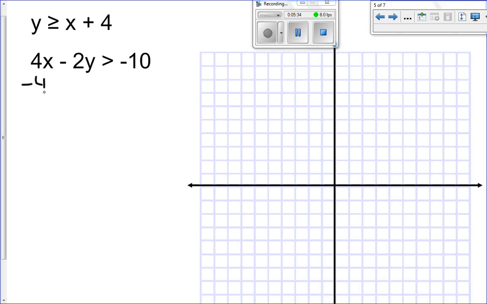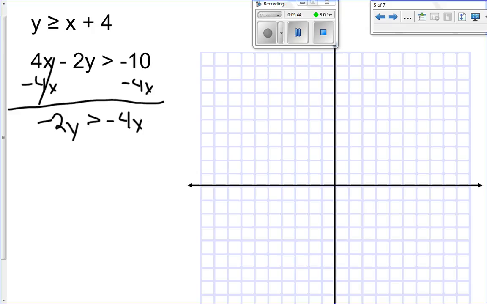So I'm going to subtract 4x from both sides. I get negative 2y is greater than negative 4x minus 10. And then to solve for y, I'm going to divide everything by negative 2. But be careful when you're dividing by a negative or multiplying by a negative. Whenever we divide by a negative, our inequality sign is going to flip.